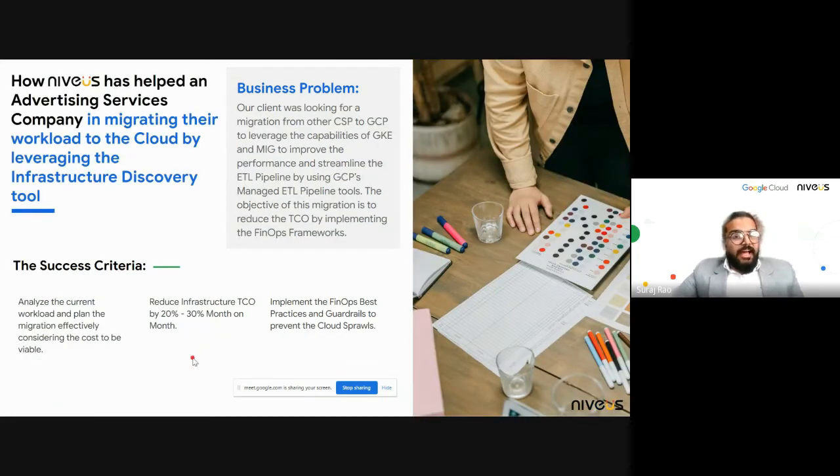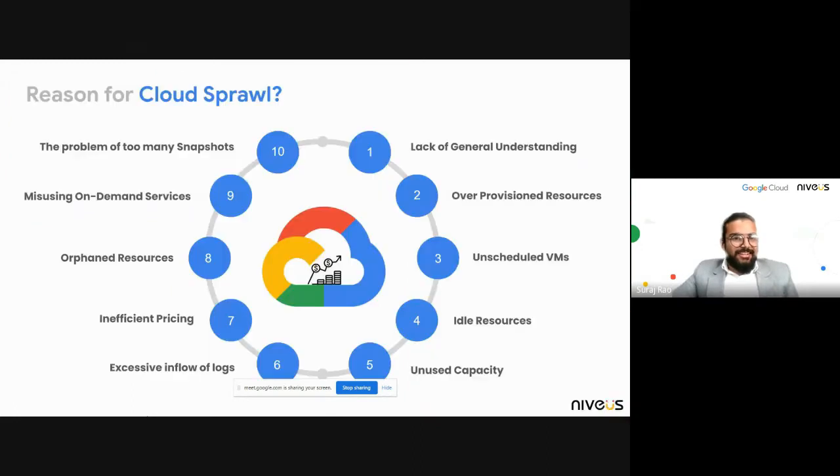And the second use case that we have here is an advertising service company that wanted to migrate their entire workload from another CSP to GCP to have a cost benefit, by taking advantage of the GKE clusters and also the MIG clusters to improve their performance and streamline the ETL pipeline, right? So again, I'm pretty sure that you all are waiting for the outcome of this case study, right? So I'll be talking about what we have done and what was the outcome of these two case studies at the end of this presentation, just to keep that curiosity alive within the entire webinar, right?